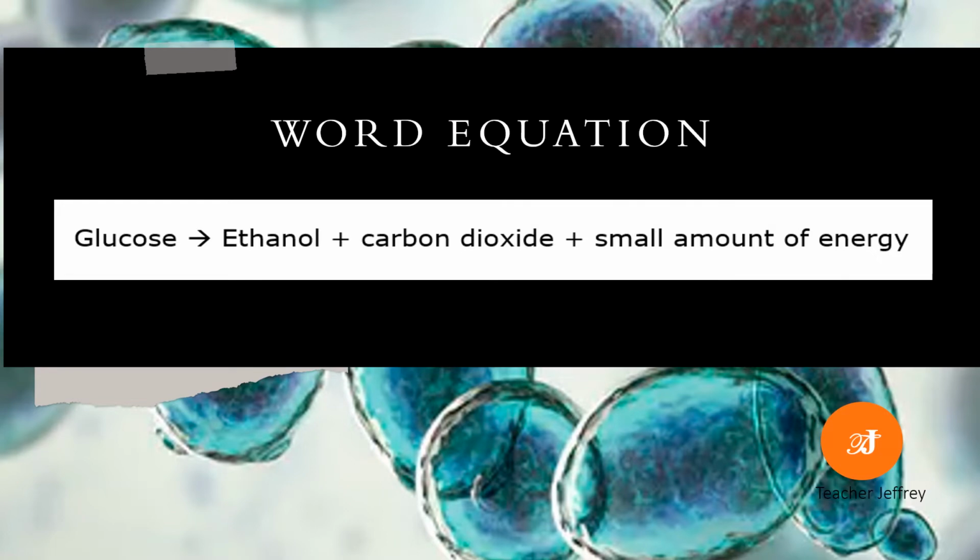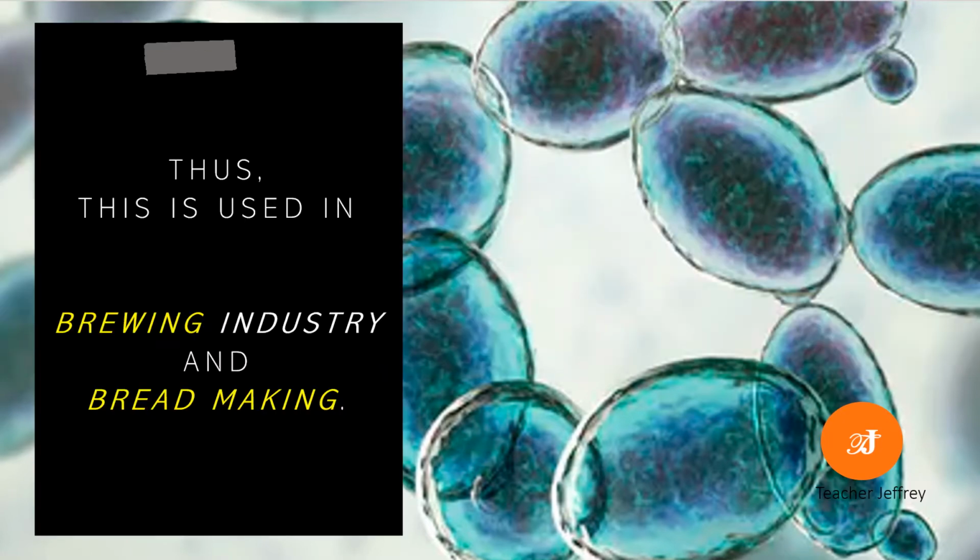This is the word equation for anaerobic respiration. Glucose, producing ethanol plus carbon dioxide plus a small amount of energy. This microorganism is best used in the brewing industry and bread making.